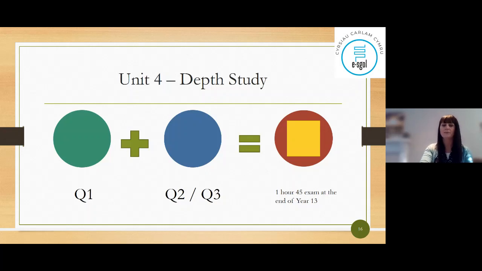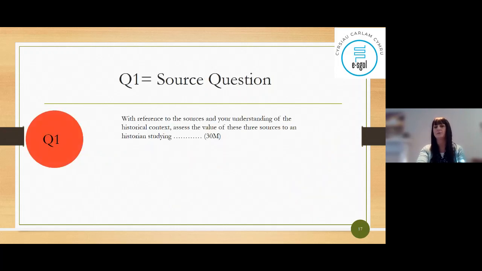So Unit 4, the depth study, is a question which is compulsory. That is your source question, and then you choose to do either question 2 or question 3, whichever one of the essays you prefer, and then obviously that normally would be the exam for 1 hour and 45 at the end of Year 13. Now, if we have a quick look at the source questions, you should be very familiar with these because obviously they have been used with Year 12 when you did the source questions there as well.